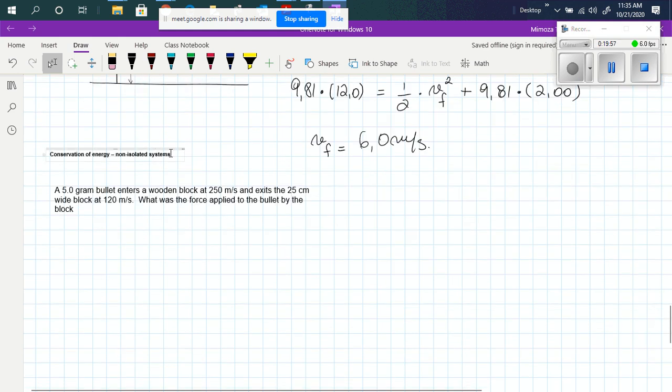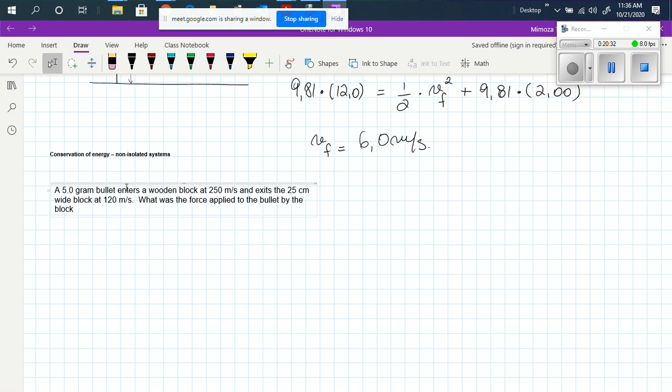Now we are talking about a non-isolated system. A non-isolated system, as I said, is a system where some energy is lost. It's not that the conservation law of energy is not true, but some energy is converted into either heat or light in the majority of the cases. But what we will see here most likely is the heat.